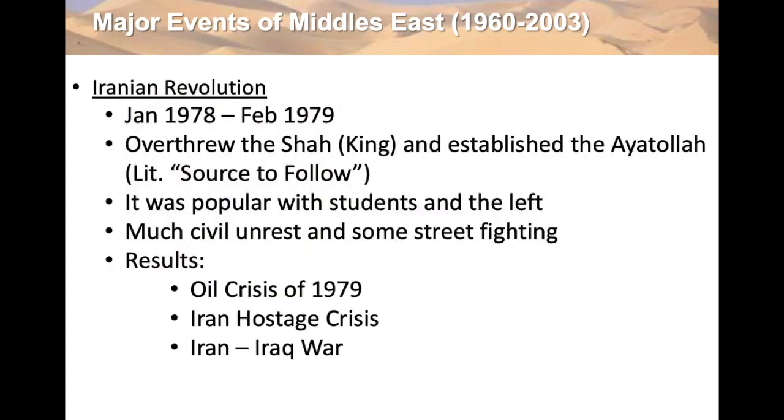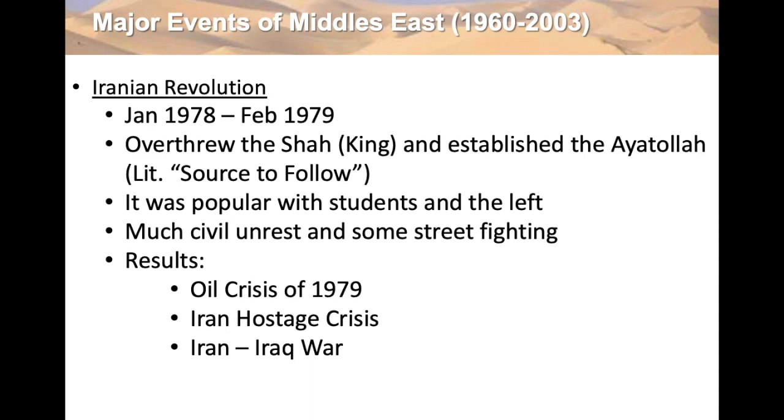The next major event is the Iranian Revolution in Iran, January of 78 to February of 79. Basically, it was an overthrow of the Shah, which is the king, and the establishment of the Ayatollah, which is the office of the new leader. It literally means source to follow, the Ayatollah. It was popular with students. It was popular with the left wing of the government and left-leaning people.